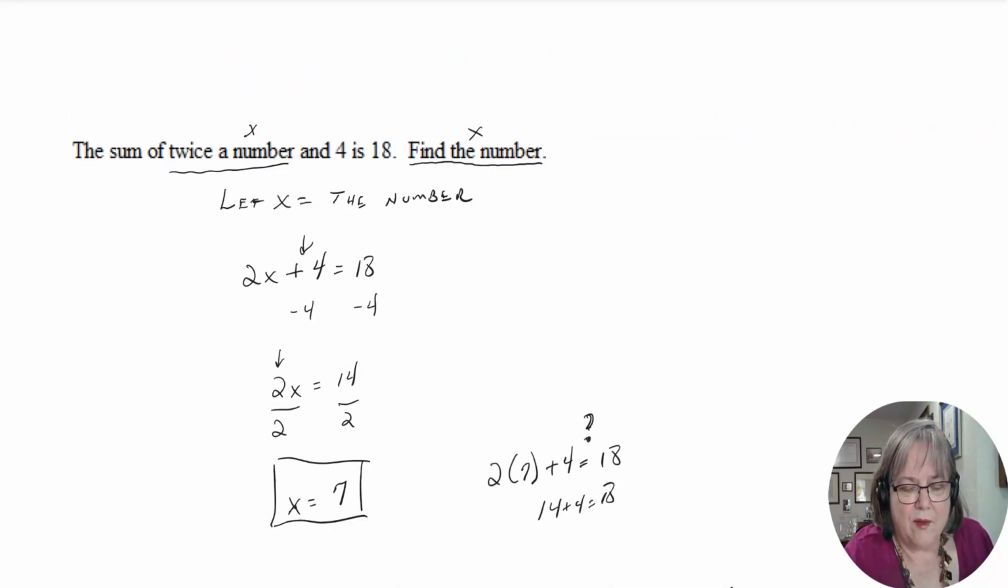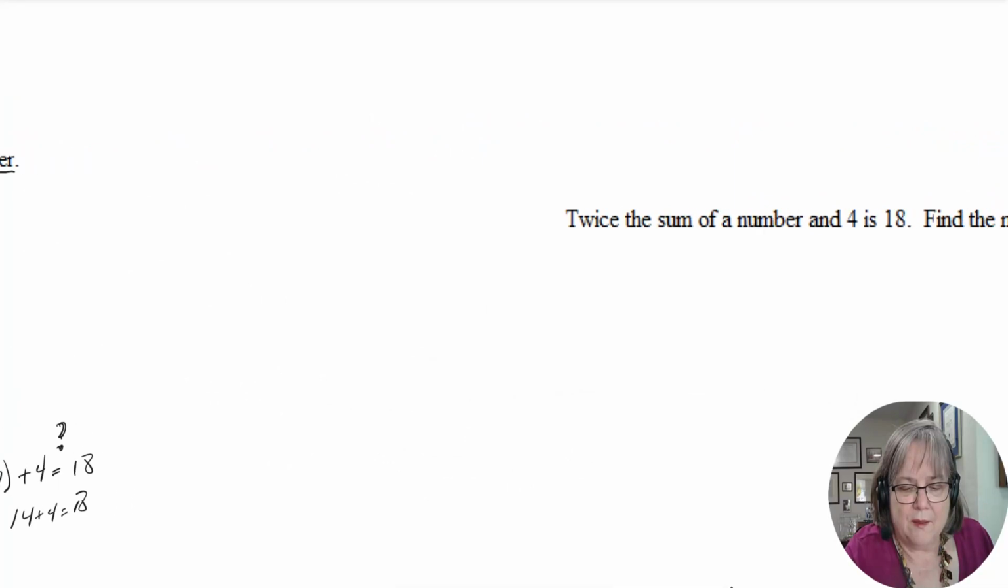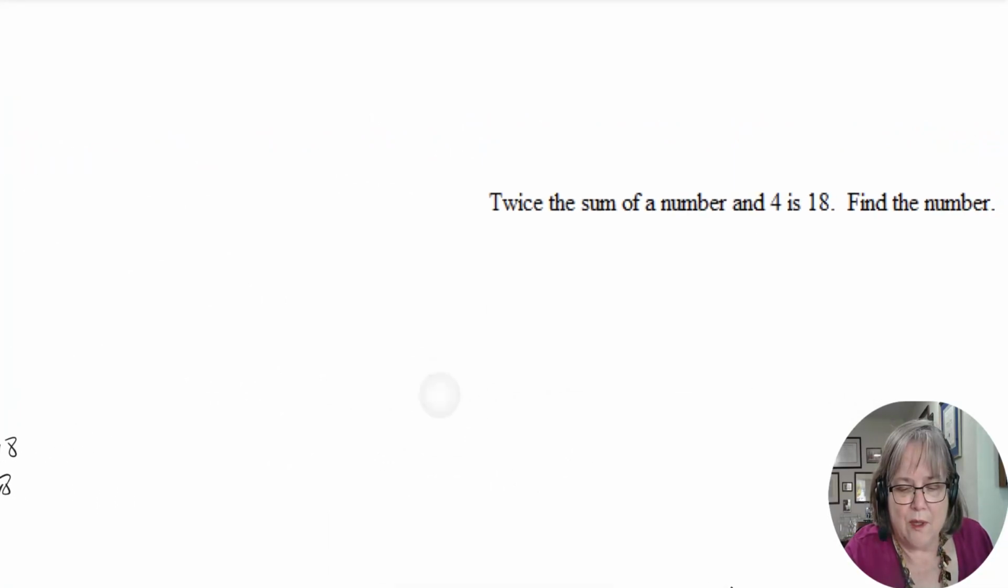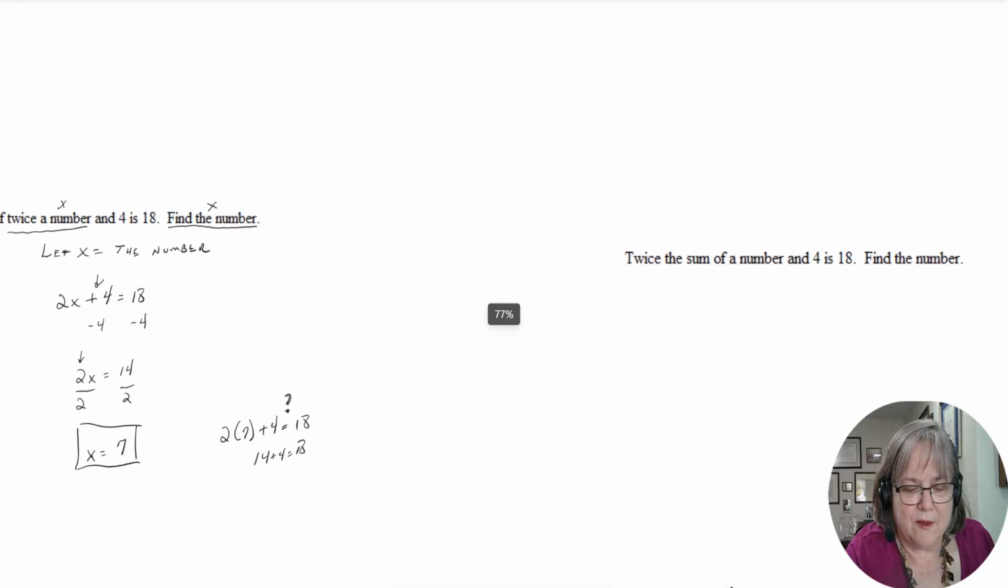All right, let's go over here and try another one. And this one says twice the sum of a number and 4 is 18. Now let's compare for just a second.